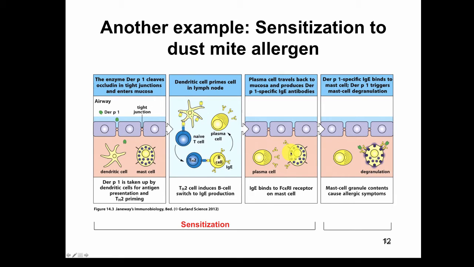And so this would be the sensitization phase up to here. When you're re-exposed to that allergen, that causes cross-linking of the IgE receptor, mast cell degranulation, and that's when you induce the effector phase of the allergic response. So all these panels are just sensitization, whereas this panel here illustrates the effector phase that happens very, very rapidly after re-exposure to the allergen.